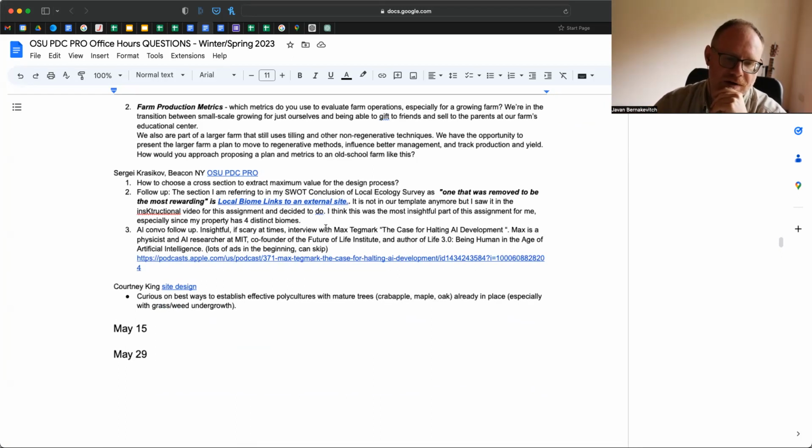We also are part of a larger farm that still uses tilling and other non-regenerative techniques. We have the opportunity to present the larger farm a plan to move to regenerative methods, influence better management, and track production and yield. How would you approach proposing a plan and metrics to an old school farm like this?